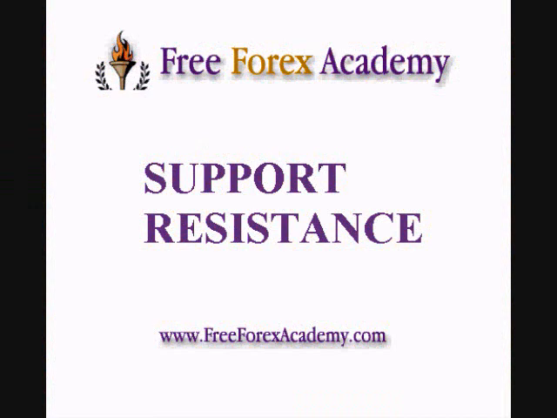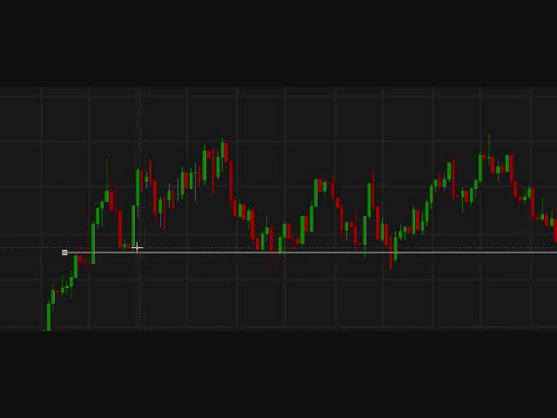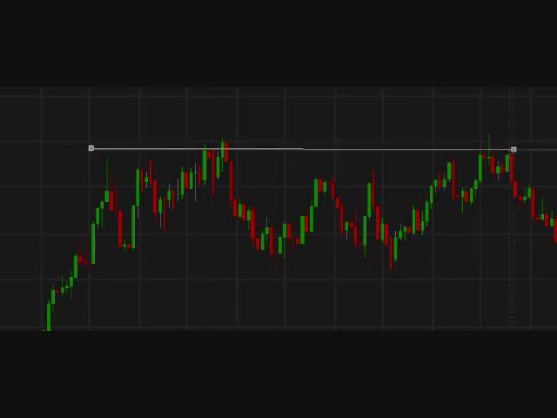Support and resistance. Support and resistance are probably the two most important words in technical trading. Support is a level or area with a surplus of buyers that acts like a floor, causing price to bounce off it and reverse. Resistance is an area or level with a surplus of sellers that acts like a ceiling that causes price to bounce off of it and reverse.